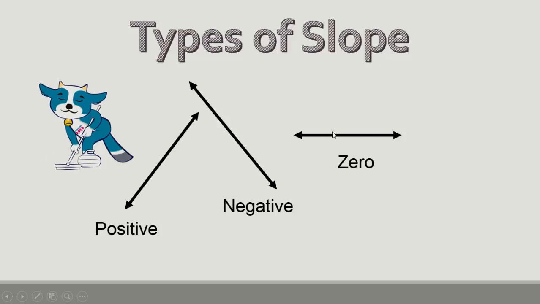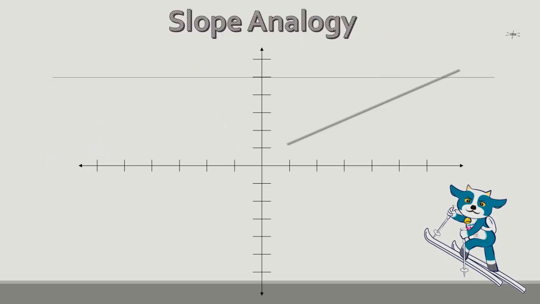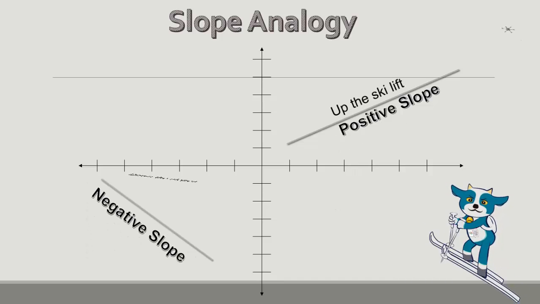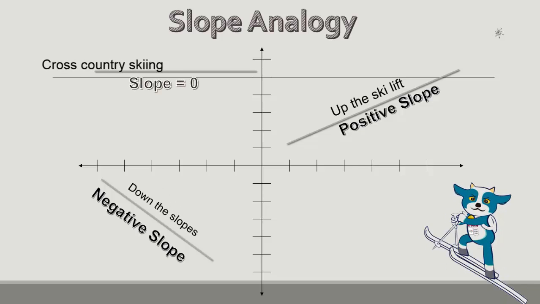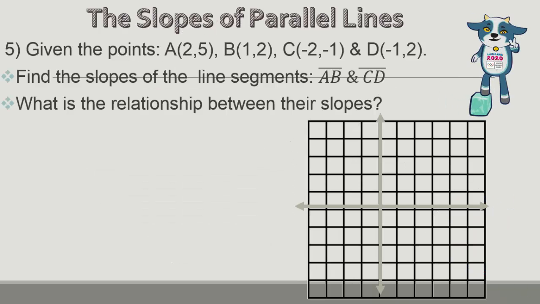If it goes from right to left or left to right, it's zero slope. If it goes up and down, it's undefined. We can use the analogy for a slope: positive slope, uphill ski lift; negative slope, down the slope; slope equals 0, cross-country skiing; and finally, undefined slope. Oops! The slopes of parallel lines.